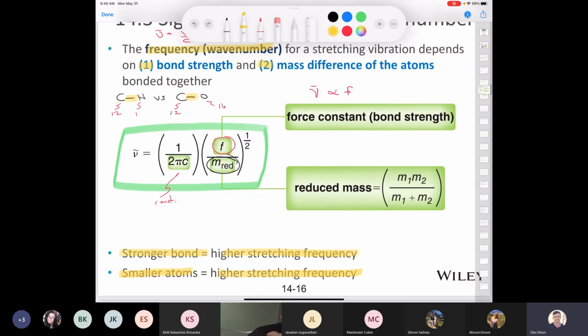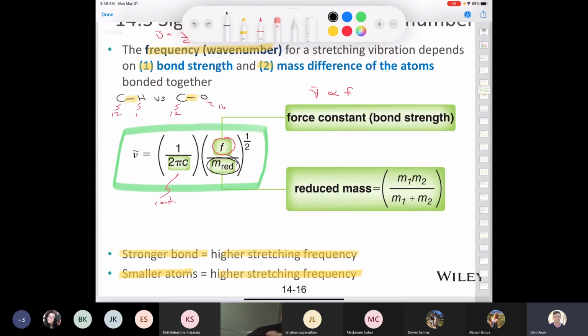What's the main takeaway message from this? The main takeaway message is that wave number is going to be equal to a constant multiplied by the square root of the force constant divided by the reduced mass. Since the force constant is in the numerator, the higher the F, the higher the wave number. F is related to bond strength. So the stronger the bond, the higher the wave number, the higher the frequency, the higher the energy. Reduced mass, you should memorize that reduced mass is equal to the product of the masses divided by the sum of the masses.